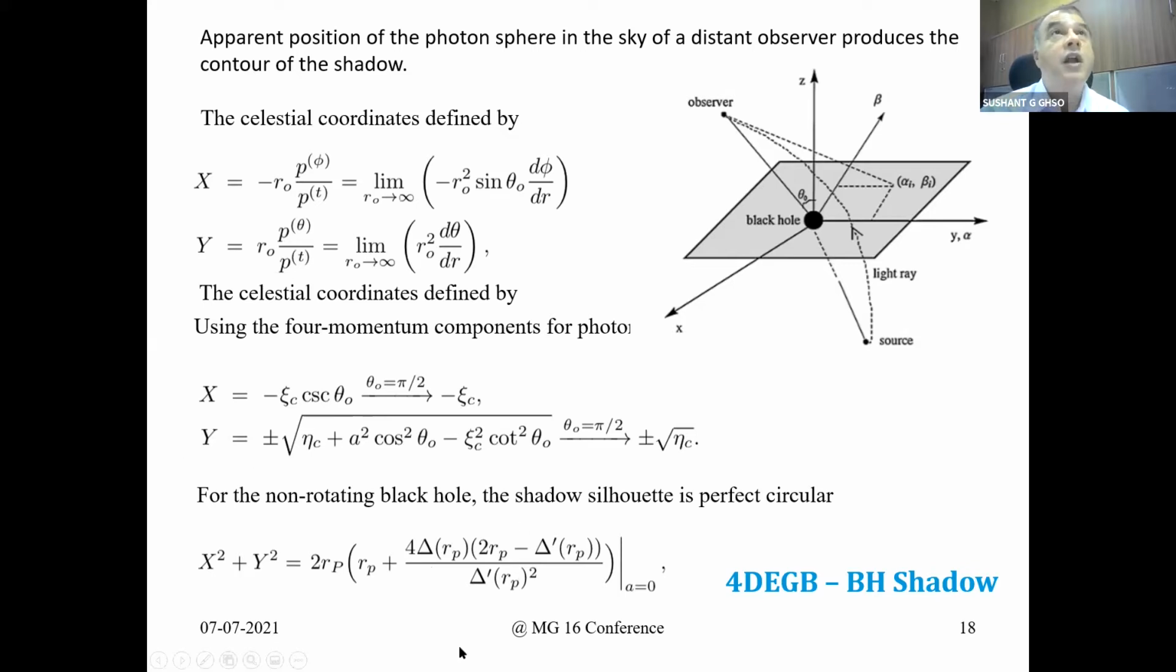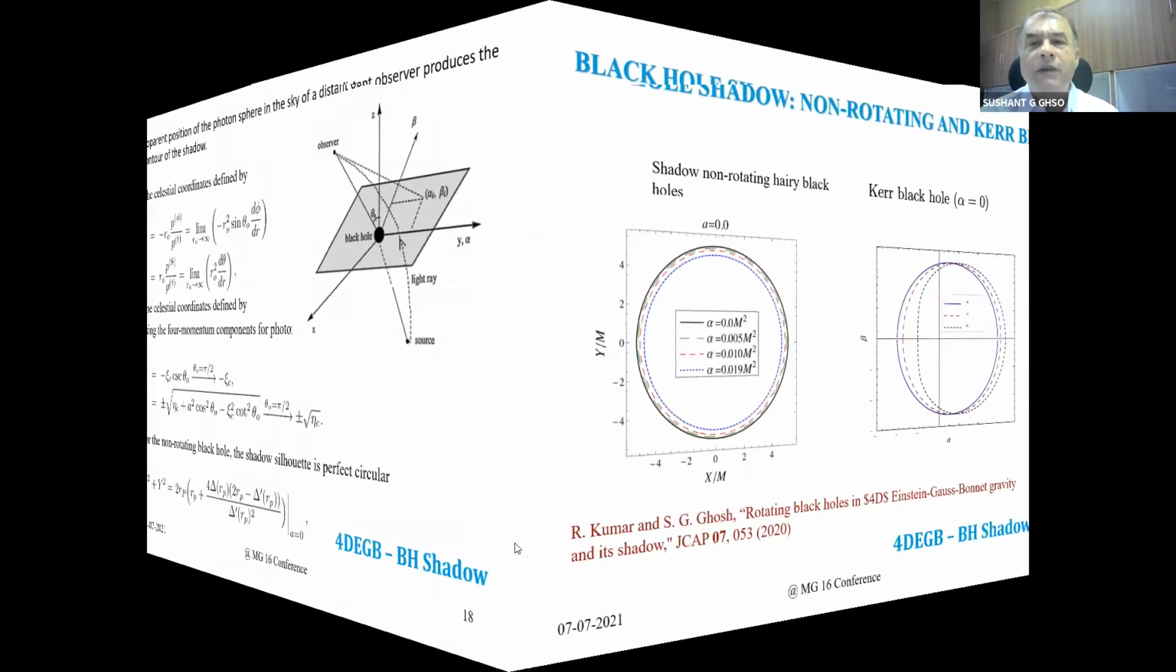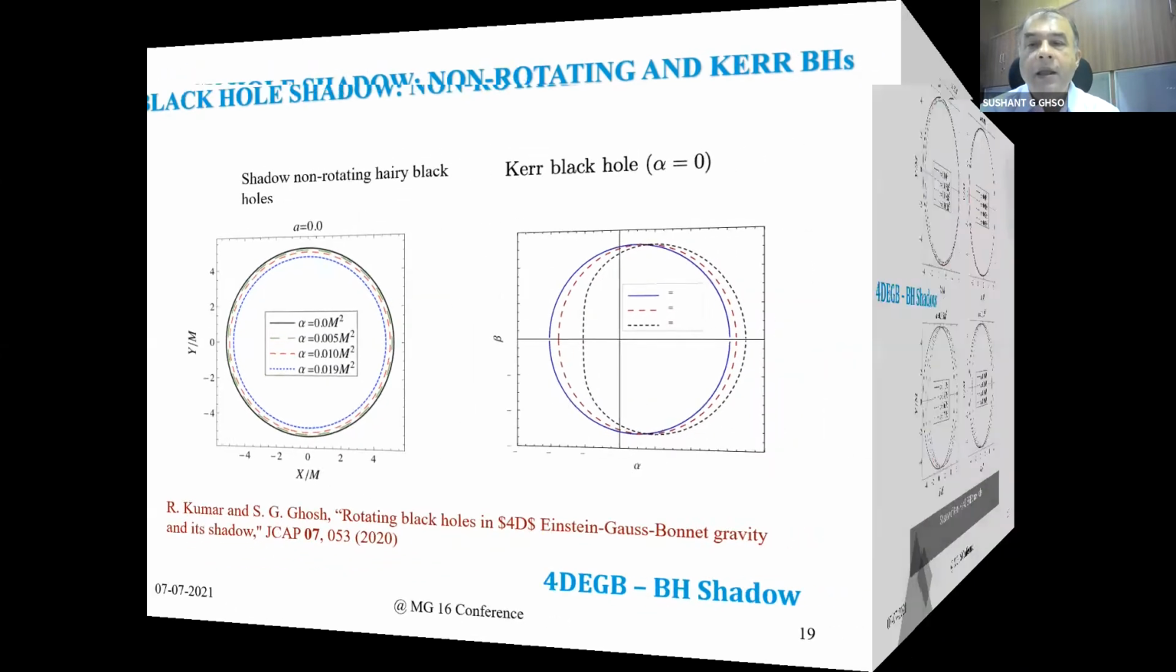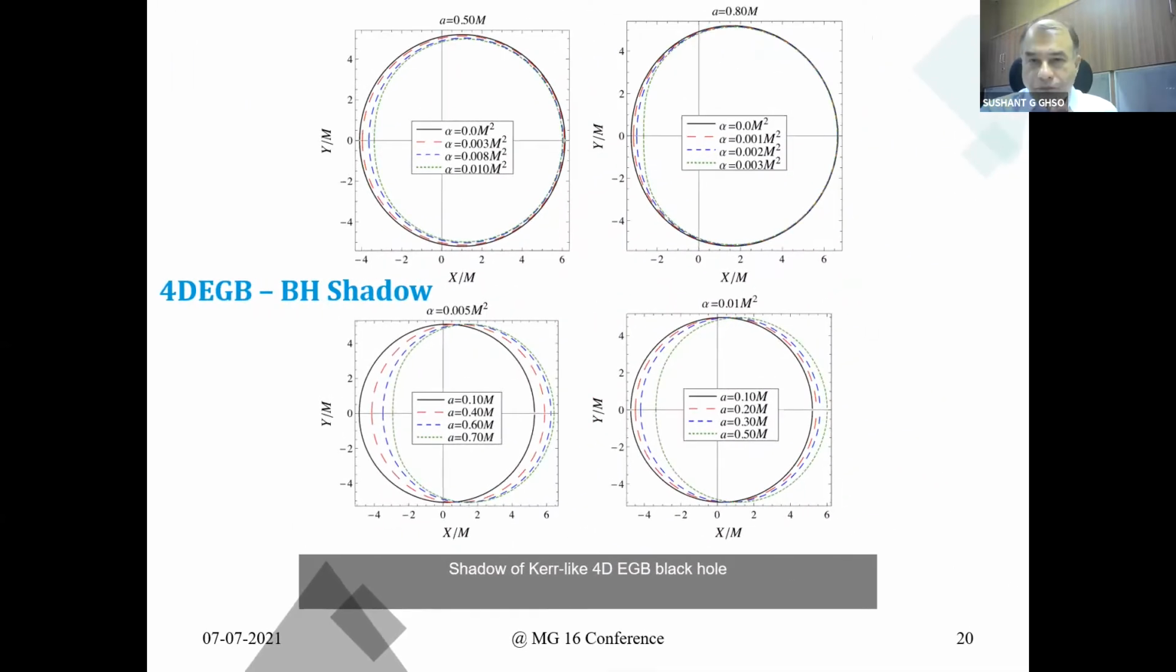Now, this is for the non-rotating case. I have shown it for the non-rotating case. This is shown here, and for the non-rotating case it is a perfect circle, as we can see in this figure. Whereas if you take alpha not equal to 0, it will be a curve, and it becomes distorted on the left when the angular momentum is very high, right?